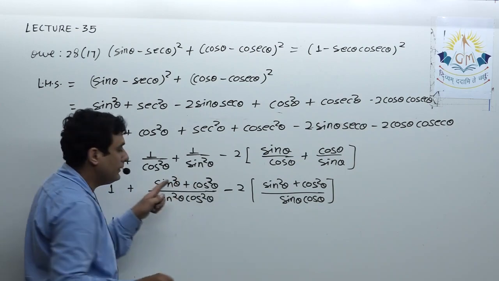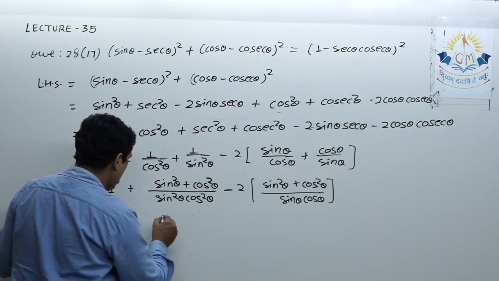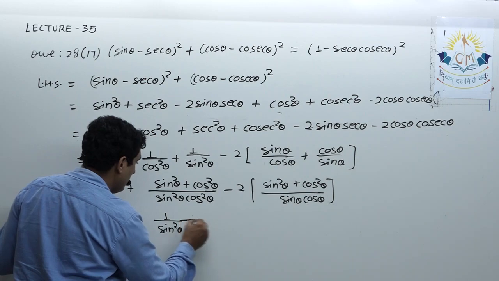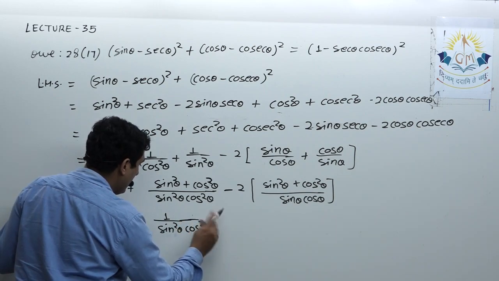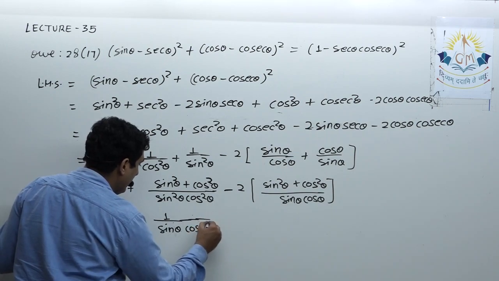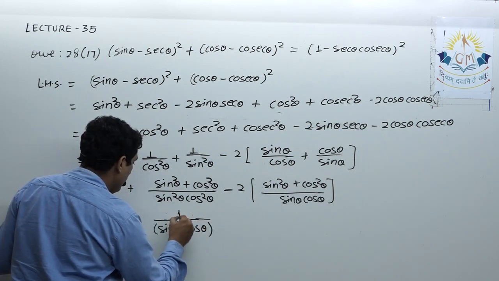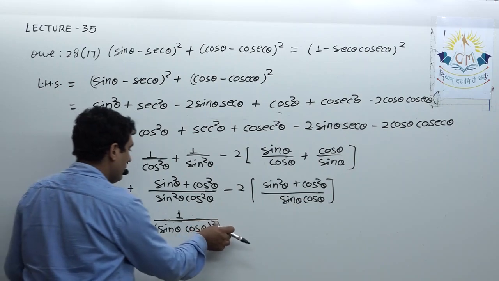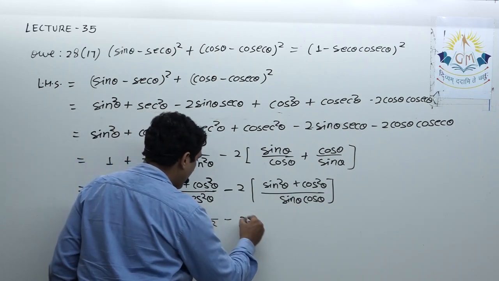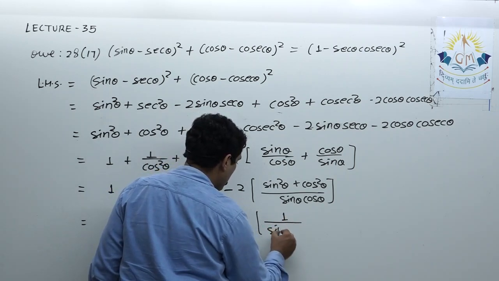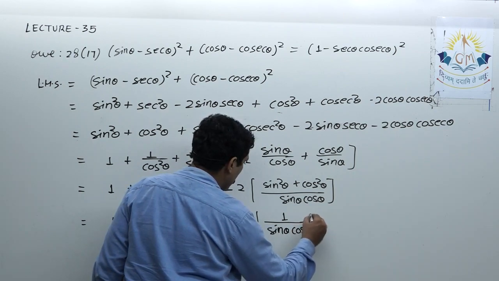Now here the numerator is sin square theta plus cos square theta, that is 1. So 1 upon sin square theta cos square theta. Here I am writing this as (sin theta cos theta) whole square, because these two form a complete square. So I am writing this in this way: numerator is 1 and denominator is (sin theta cos theta) whole square. Over here I can write 2 into, again numerator is 1, so here it is sin theta cos theta.